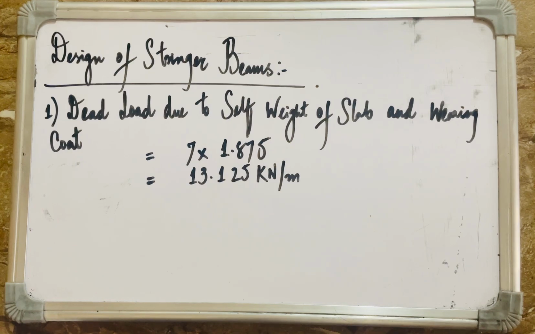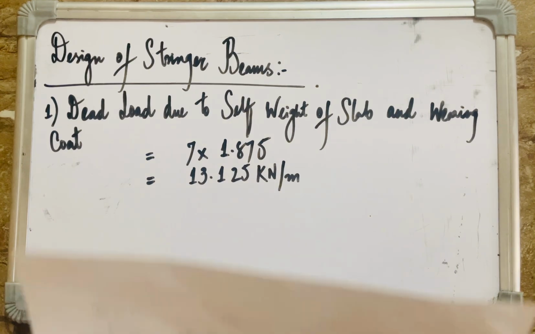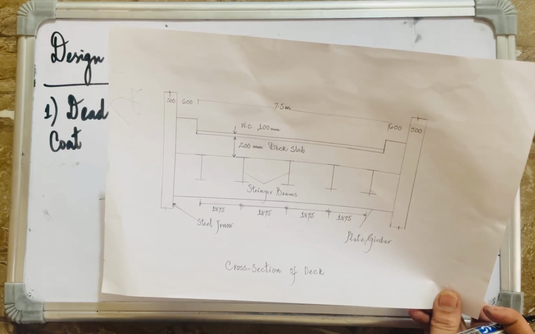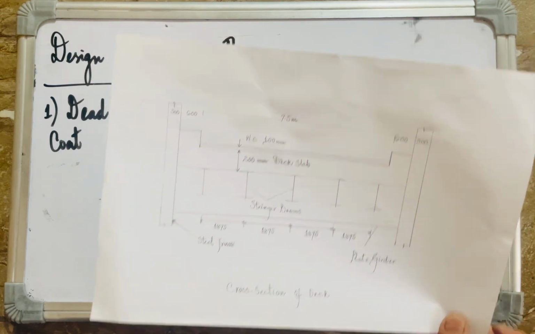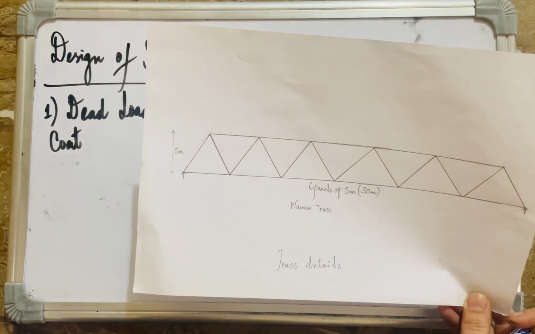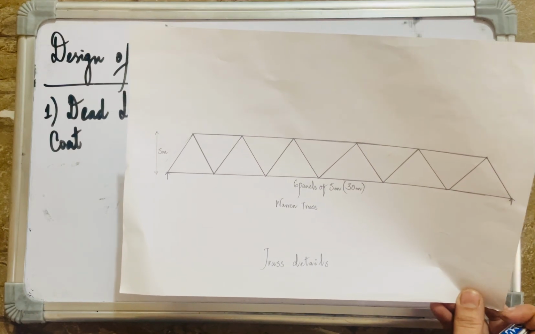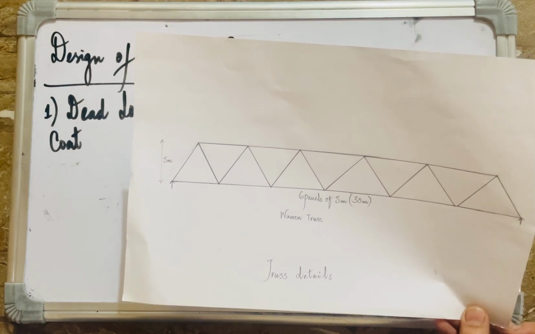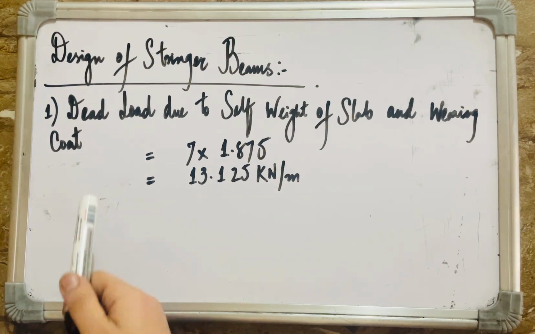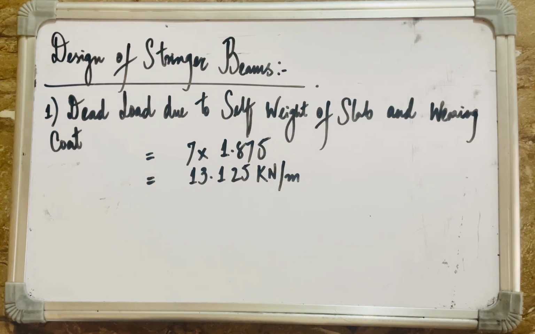All right, and this is the cross section of the deck, wherein we have stringer beams which are placed 1.875 meters apart. And these are the truss details: 6 panels of 5 meter each, Warren truss. So dead load due to self-weight of slab and wearing course is equivalent to 13.125 kilonewton per meter.